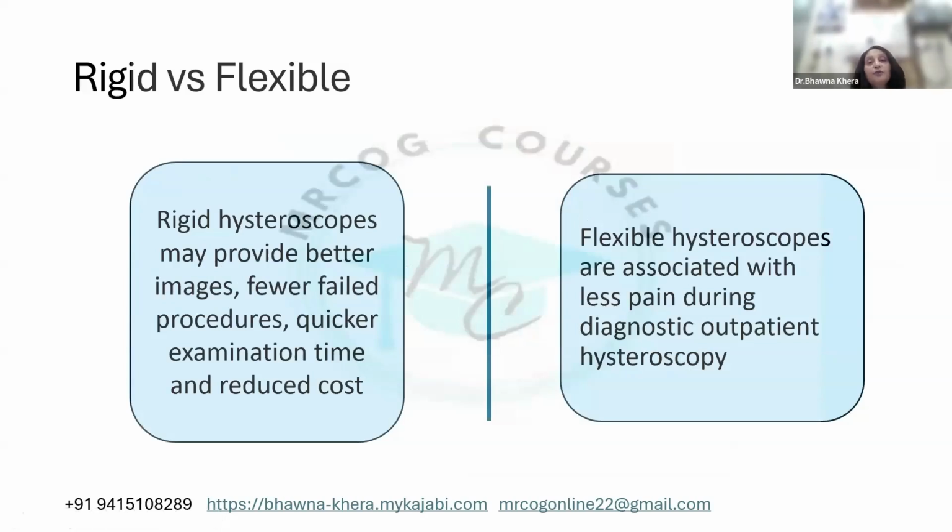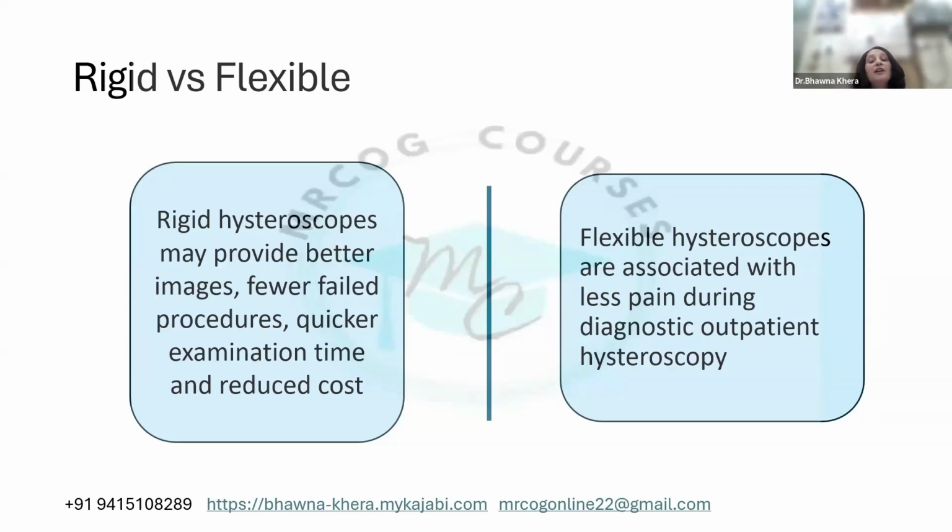Now, there are two types of scopes, rigid versus flexible. Rigid hysteroscopes may provide better images, fewer failed procedures, quicker examination time, and reduced cost. So rigid ones may cause slightly more pain, but they have better images, fewer failed procedures, quicker examination time, and reduced cost. But this all comes at the cost of slightly more pain.